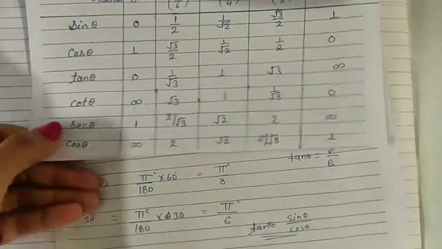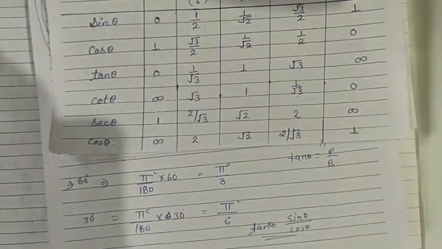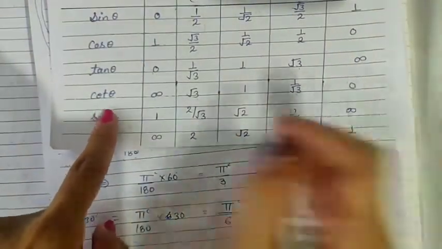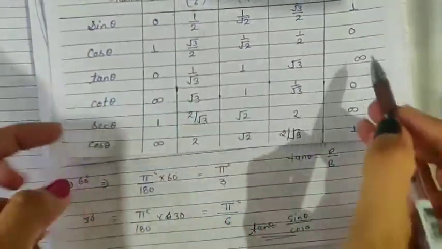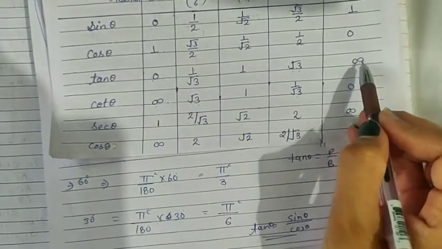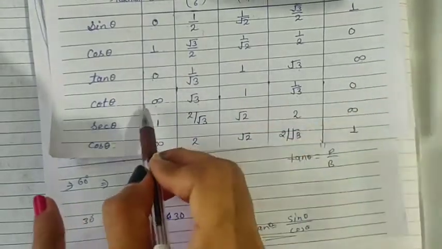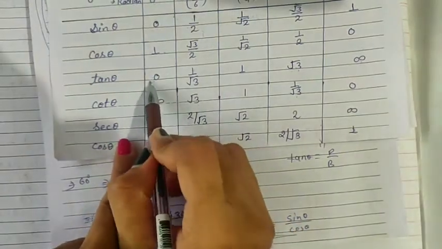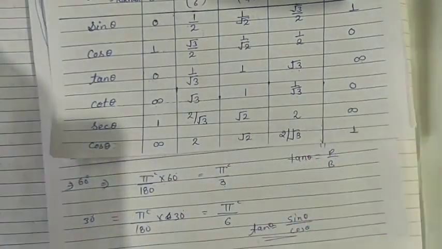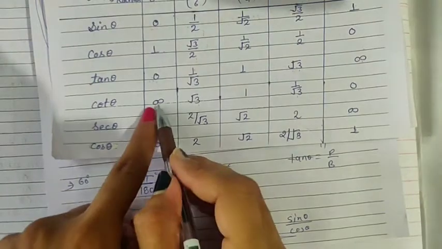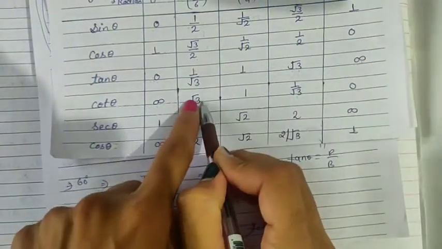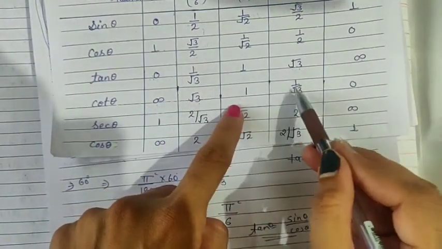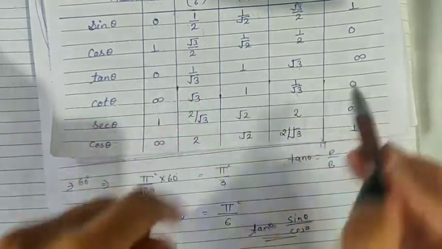Okay students, you can do one more thing. The cot is inverse of tan theta. It means which is the value of tan 90, that will be the value of cot 0, and which is the value of tan 0, that will be the value of cot 90. Means infinite, root 3, 1, 1 upon square root of 3, and 0.